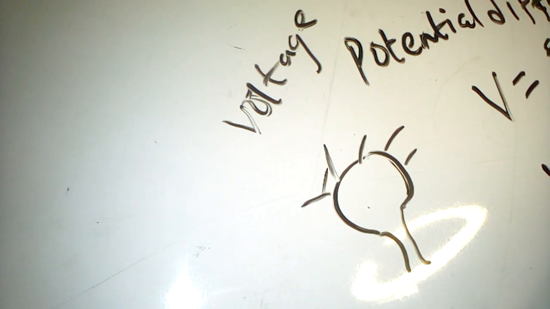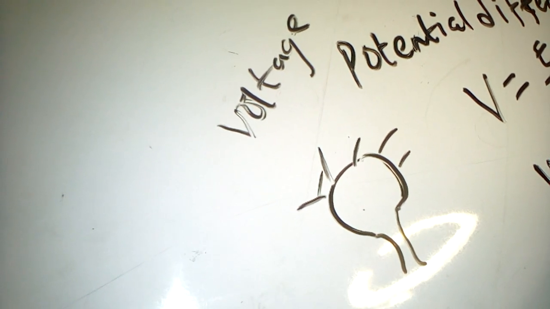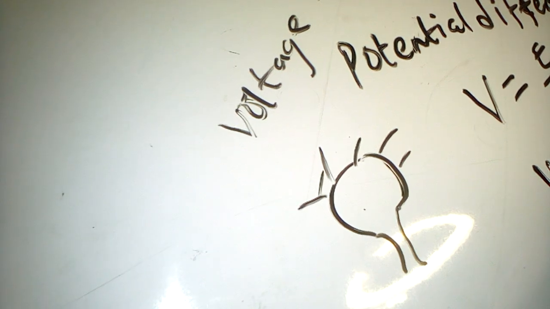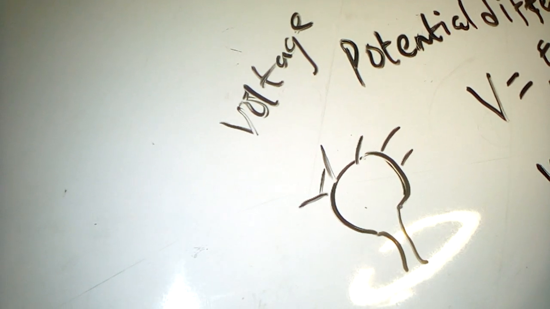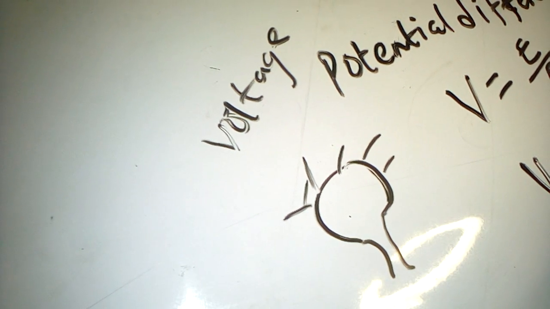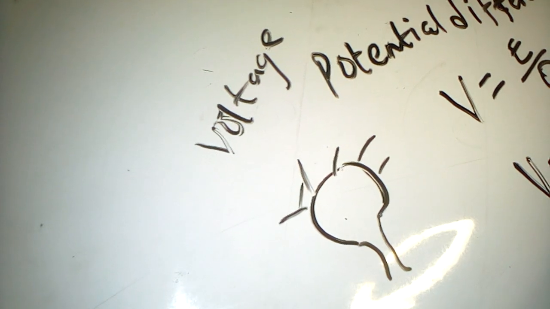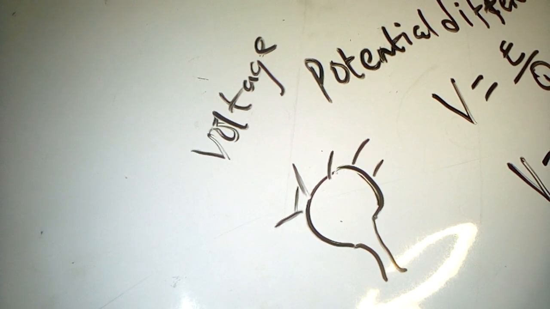And the bulb is meant to convert this energy into light, which means the more energy it receives, the brighter it would be. So that is the relation between the potential difference and the energy. You get that? So there are relations based on that.